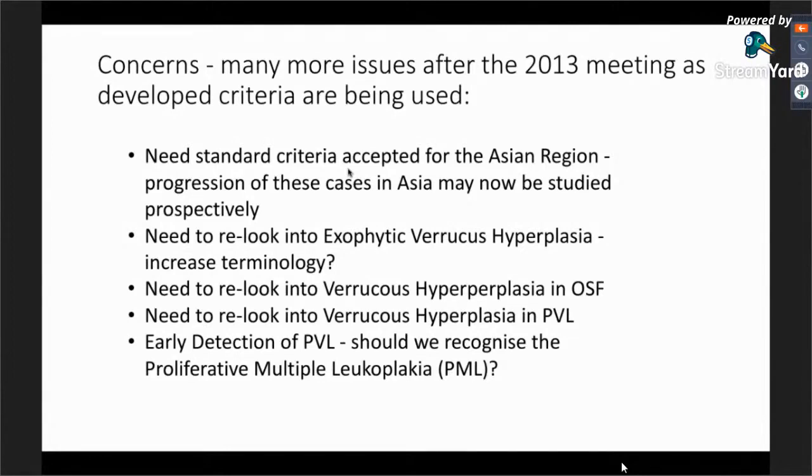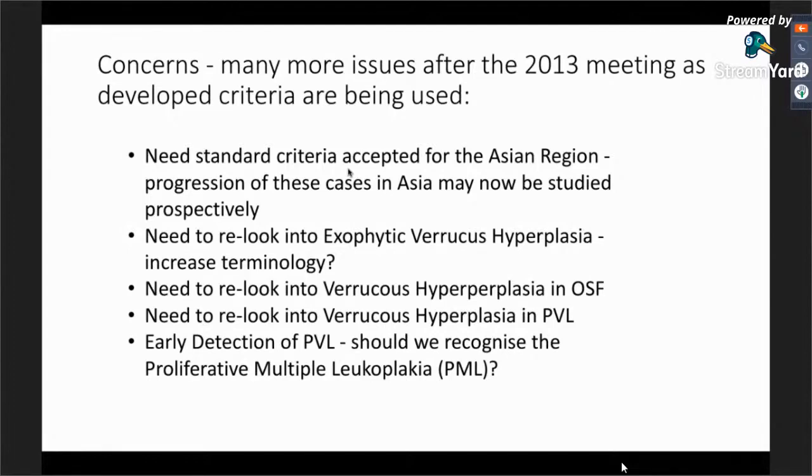So we need to relook into verrucous hyperplasia in OSF, and I think that you have many in India, and I'm sure people are already studying that, but definitely it's worth getting together and looking into what are the things we want to look into. We need to relook into verrucous hyperplasia in proliferative verrucous leukoplakia, and look into how we do early detection of proliferative verrucous leukoplakia. Should we recognize proliferative multifocal leukoplakia, or are there other criteria that we can recognize?